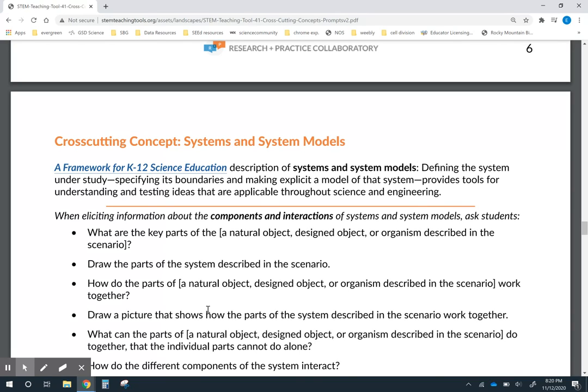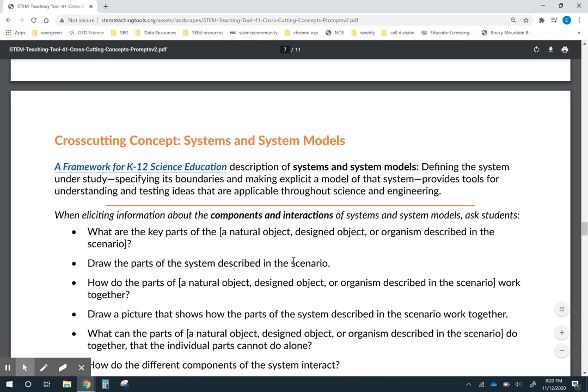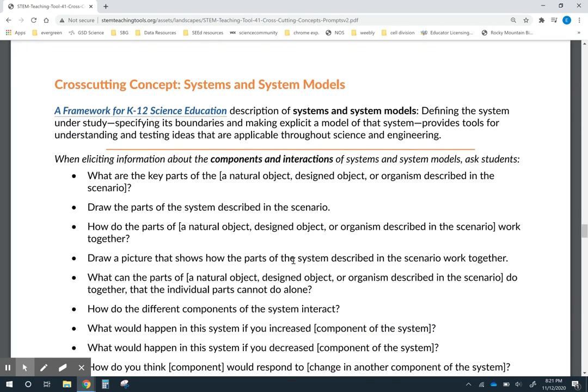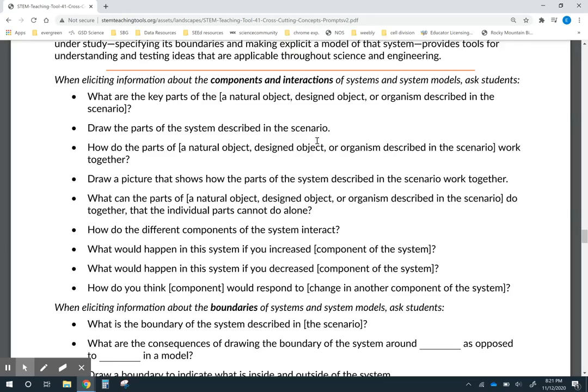And so once I have an understanding of what the cross-cutting concepts are, I still need to be able to figure out all the different pieces that make up each cross-cutting concept, and this document can help with that. So if we look, for example, at the systems and system models cross-cutting concept, they've broken it up into these categories that I can use to better understand the cross-cutting concept myself and also to help my students use the cross-cutting concept. So I might want to think about how different pieces of the system are interacting with each other.